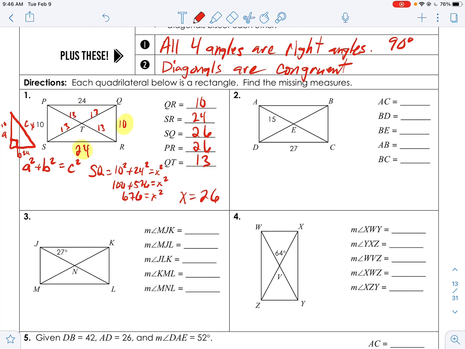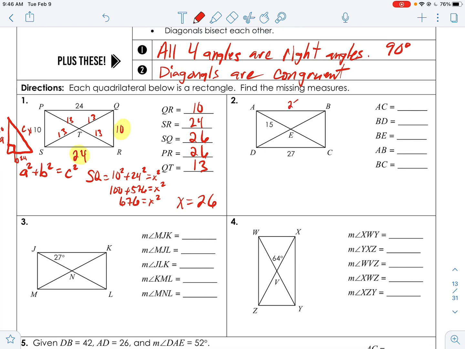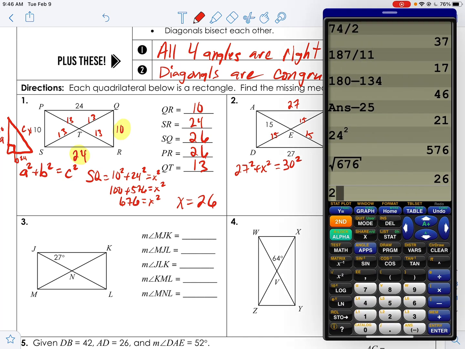So if you'd like, go ahead, pause, give number 2 a try. Here we go. I know this one's 27. I know this one's 15, and that one's 15, and that one's 15. What I don't know is AD and BC. But if I know the whole way, draw a little triangle over here to the side. That's 90. I know the whole way is 30, and I know this one's 27, and I don't know that one. I know 27 squared plus x squared equals 30 squared.